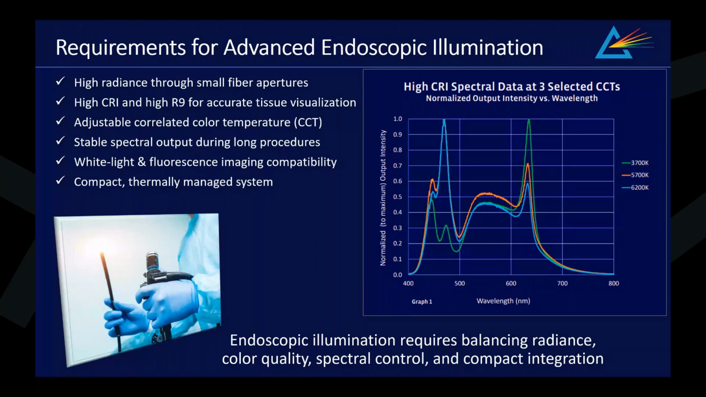These combined requirements help explain why high-performance surgical illumination has historically relied heavily on short arc xenon lamp systems. Arc lamps provided extremely high radiance, efficient fiber coupling, broadband continuous spectrum, good white light surgical visualization, and relatively high CRI compared to early LEDs.